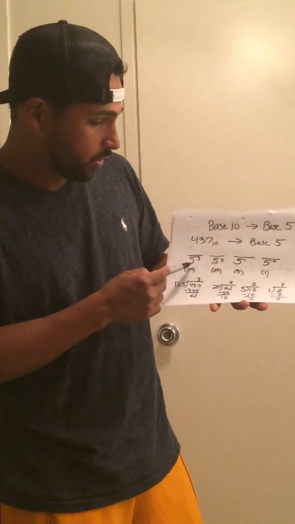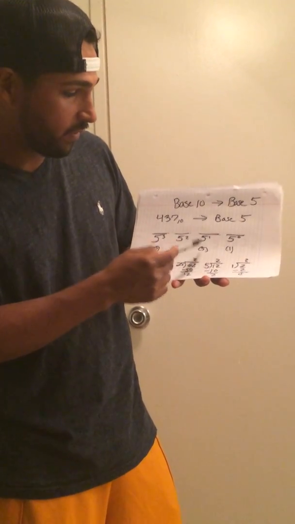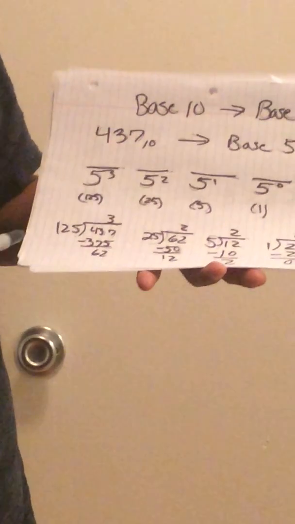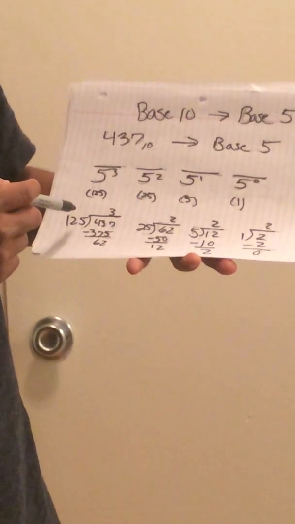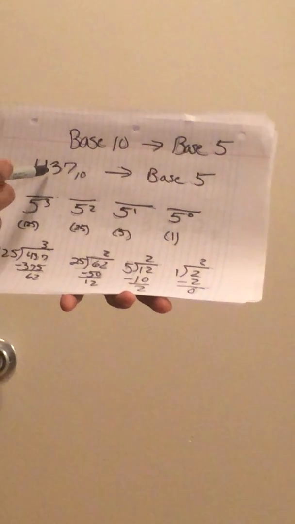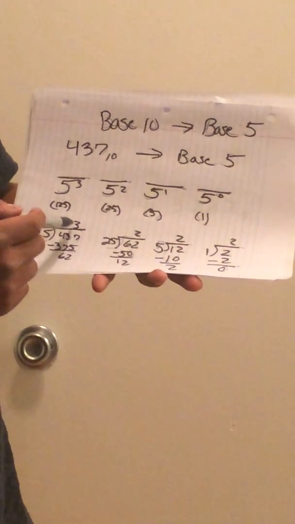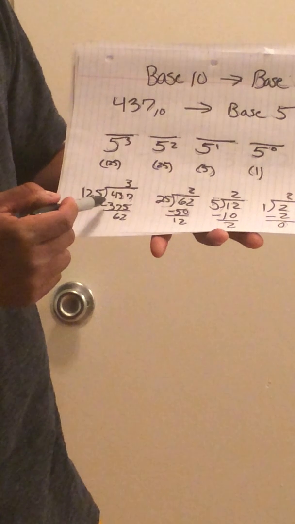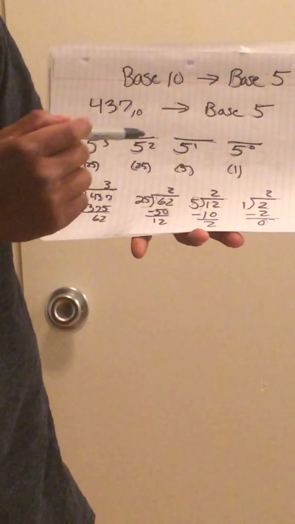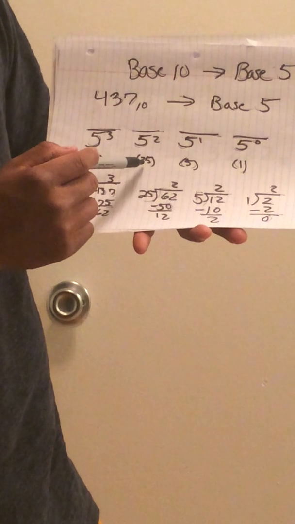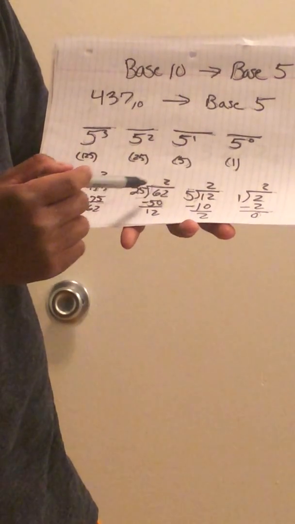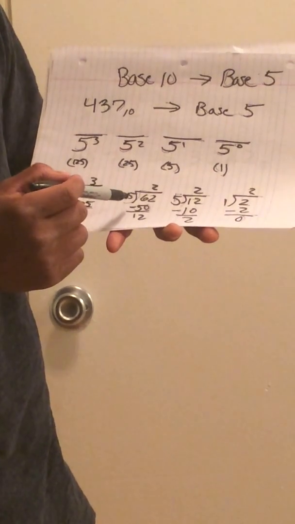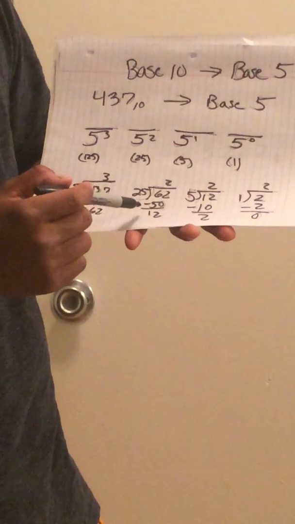So, of course, 5 to 0 is 1, 5 to the 1 is 5, 5 to the 2 is 25, and 5 to the 3 is 125. And we just start from there. So 125 goes into 437 3 times. 3 times 125 is 375. We do basic division. It's minus, and we get 62. So we bring 62 over, and the next one is 25, so 62 divided by 25. And that can go in there 2 times. So 2 times 25 is 50. So 62 minus 50 is 12.